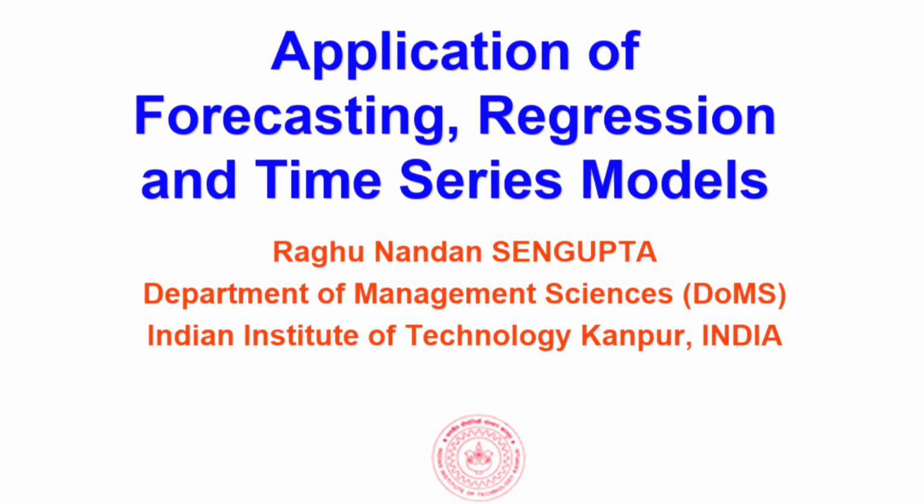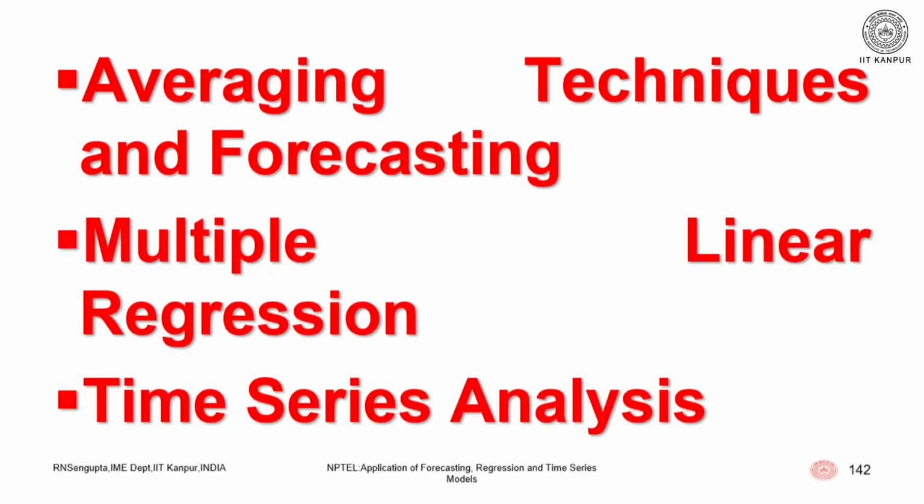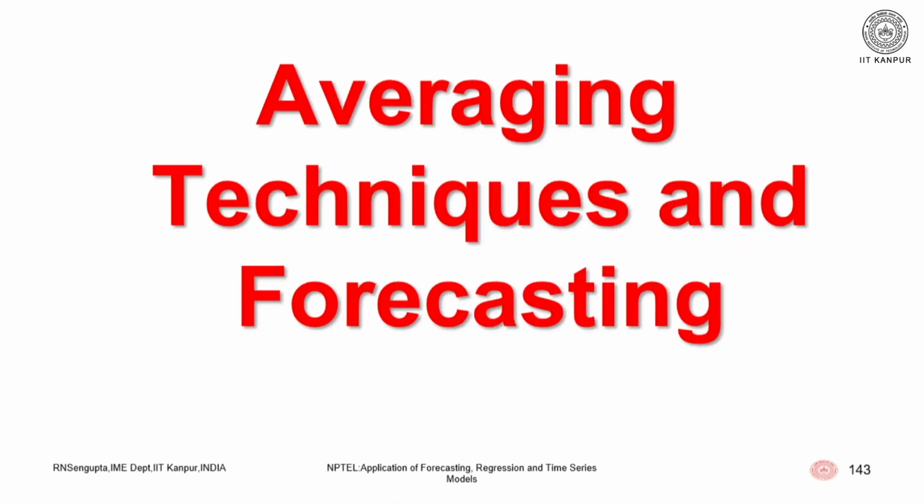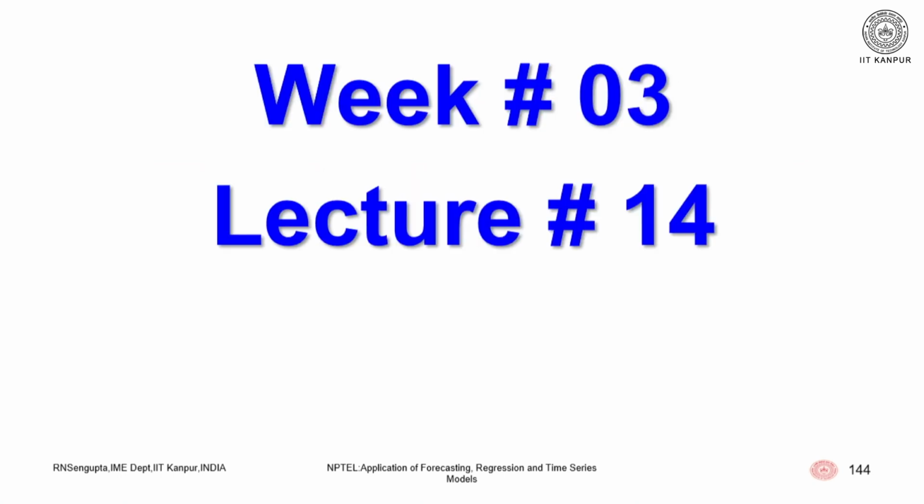As you know, the three main topics to be covered in this 60 lecture, 30-hour course are as following: averaging techniques and forecasting, which is point 1, regression models, which is point 2, and time series, which is point 3. And we are now considering different examples of averaging techniques and forecasting. This is the third week, 14th lecture, the second last one for this week.